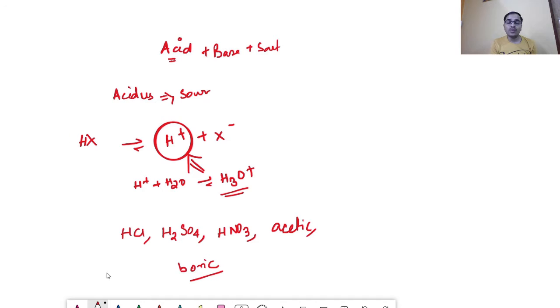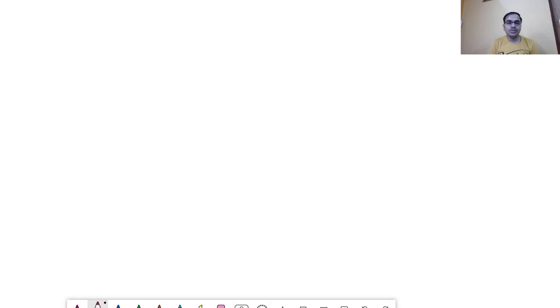So you will be given a question, suppose like this: an aqueous solution furnishes H plus ions. It can be classified as acid, base, salt or another option like this. So you need to know that since H plus has been produced, that means we are having an acid in our compound. Clear? Now you need to know that acid can be classified in various ways.